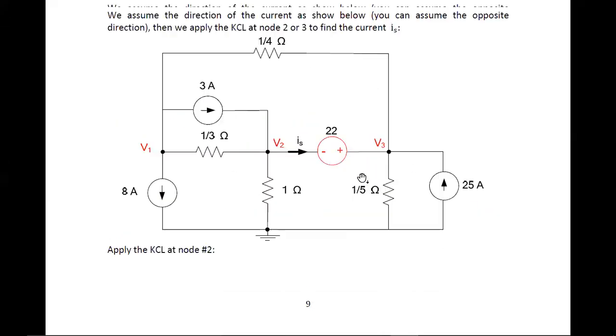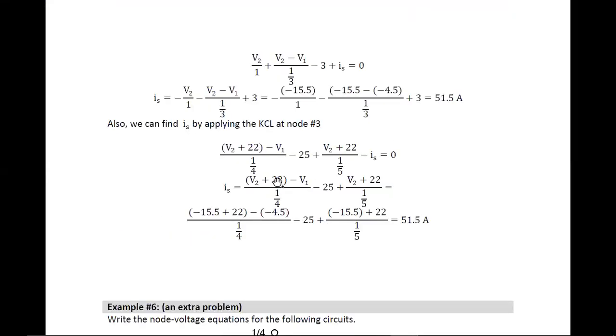And my current direction is also opposite. Right? This is my assumed current direction. This is the problem's given direction. So IS will be in the opposite direction, then IS will be minus. After solving the mathematical steps, the value will be 51.5.